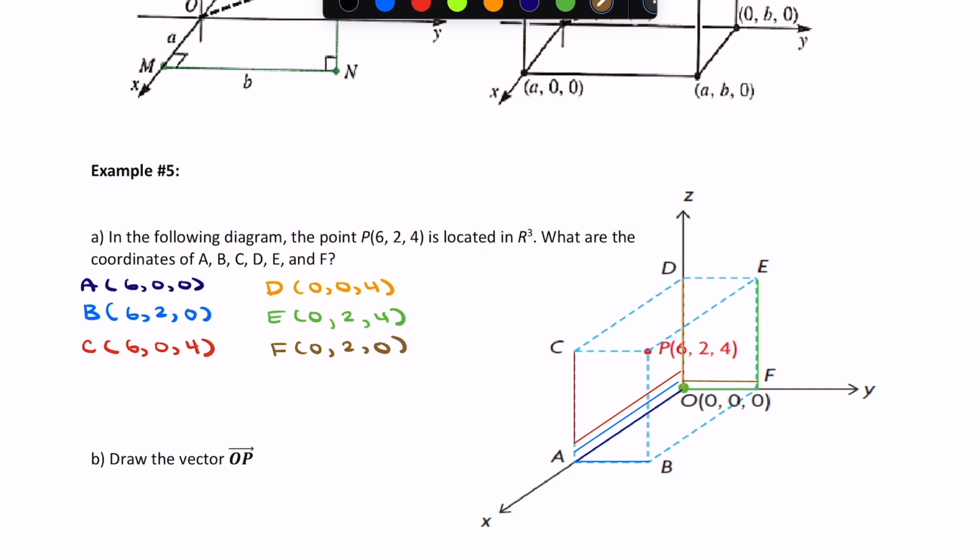Here it just tells us to draw the vector OP. So it would look like this here. So that'd be the vector OP.